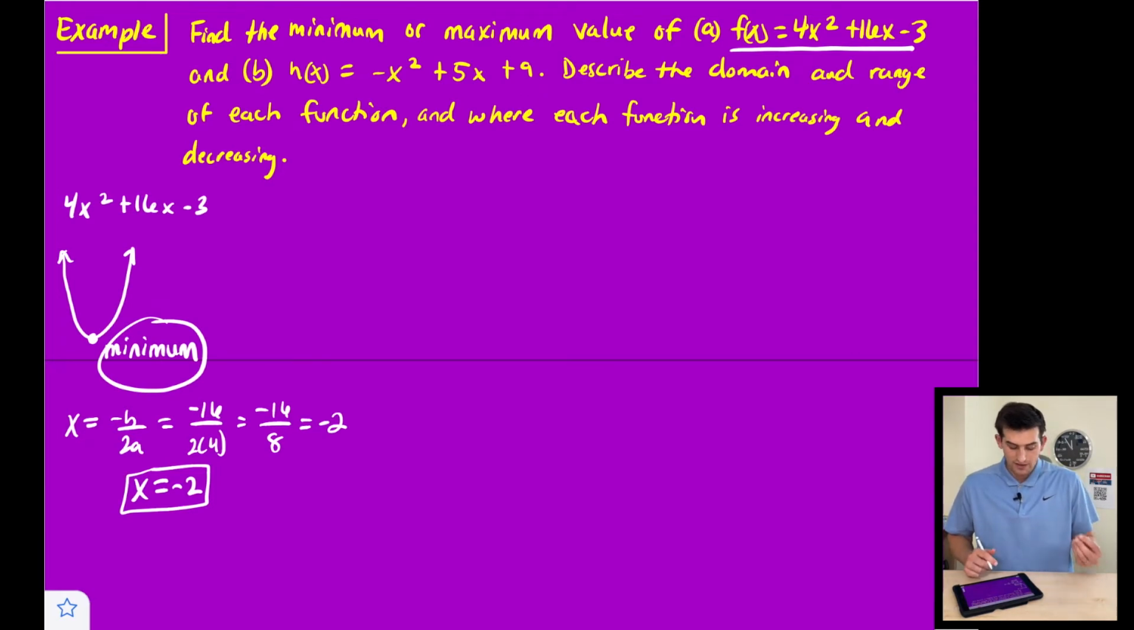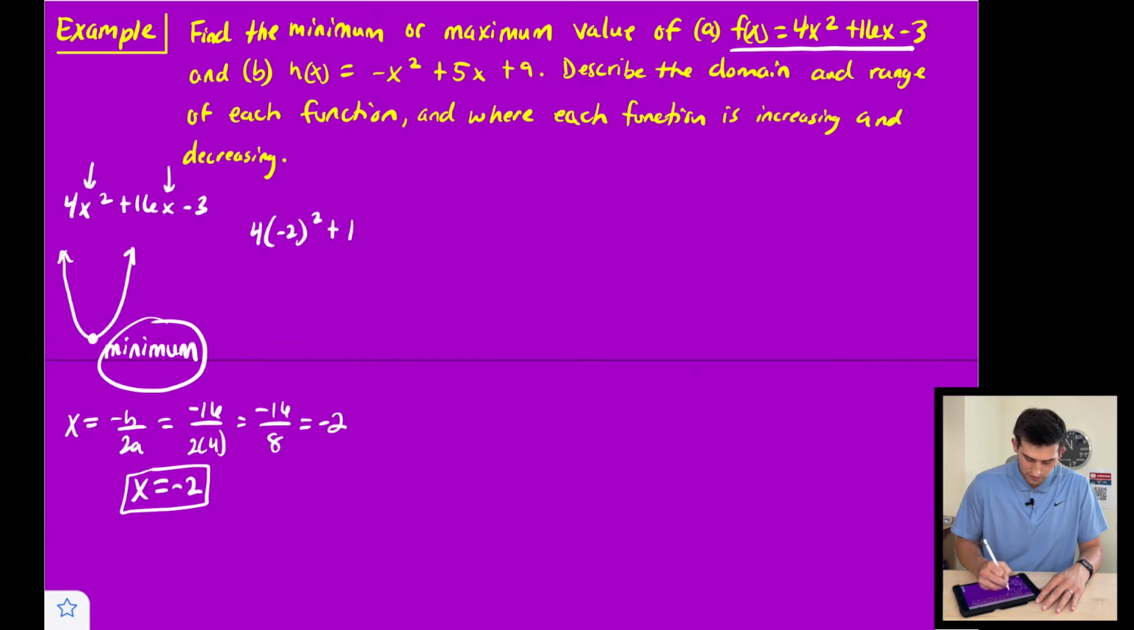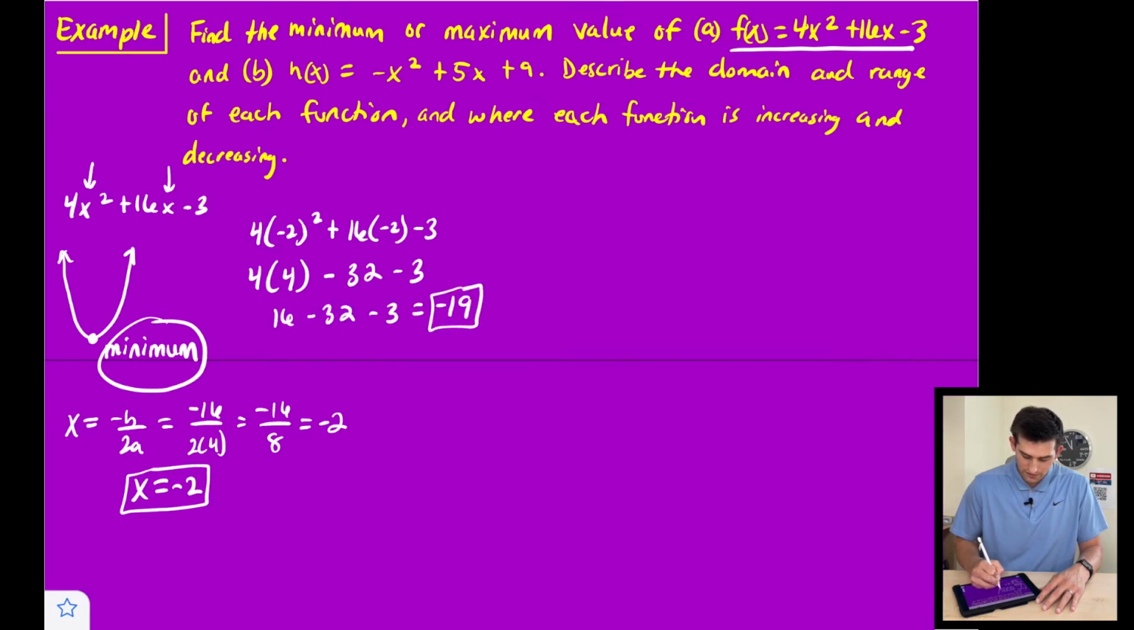Now we want to find our actual minimum value. So we're going to take negative 2 and plug it in for these x values right here. Okay, so we'll do it right here. 4 times negative 2 squared plus 16 times negative 2 minus 3. So this is 4 times 4 minus 32 minus 3. So we have 16 minus 32 minus 3. And when we do that math, we're going to get negative 19. So our minimum value is negative 19.